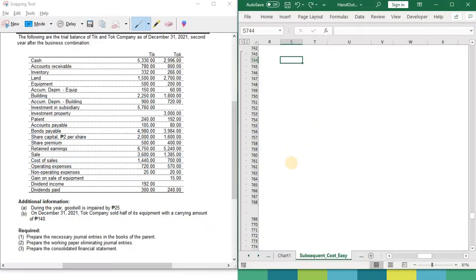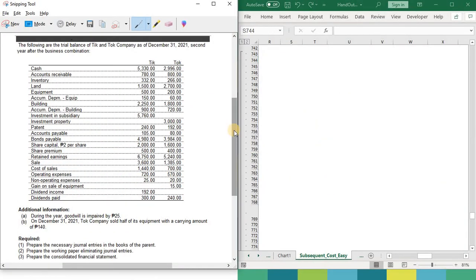So, let's start. The following are the trial balance of Tick and Talk Company as of December 31, 2021, which is the second year after the business combination. So, we have additional information. During the year, goodwill is impaired by 25 pesos. Then, letter B, on December 31, Talk Company sold half of its equipment with a carrying amount of 140 pesos.